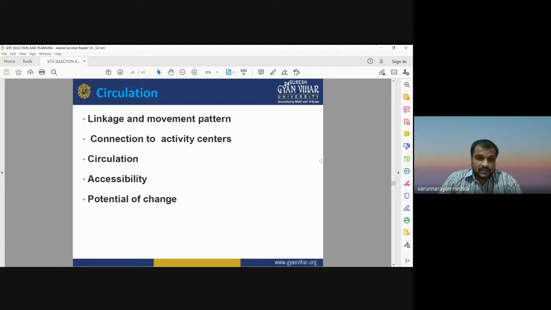Okay, circulation is very important: linkage and movement pattern, connection to the activity centers, circulation, accessibility, and potential of change. So is there good accessibility to the network, good accessibility of the internet, availability of electricity and water supply? All this circulation is very important. Whether it has a good sewage system and drainage system, all these things should be taken into consideration before the selection of the site.